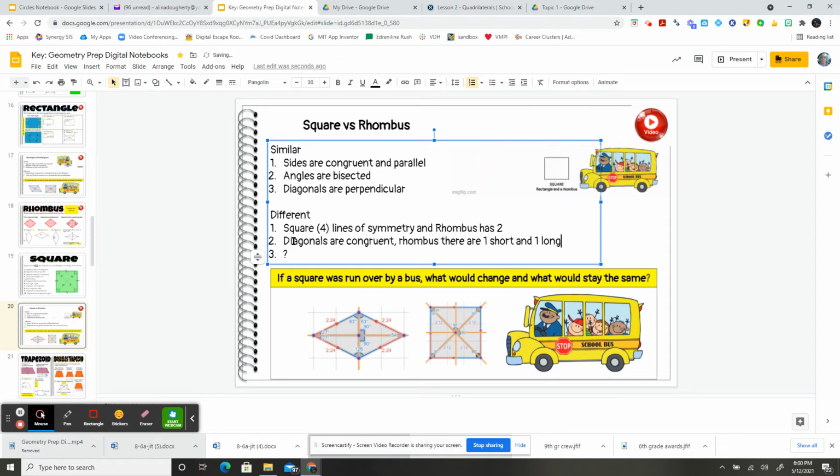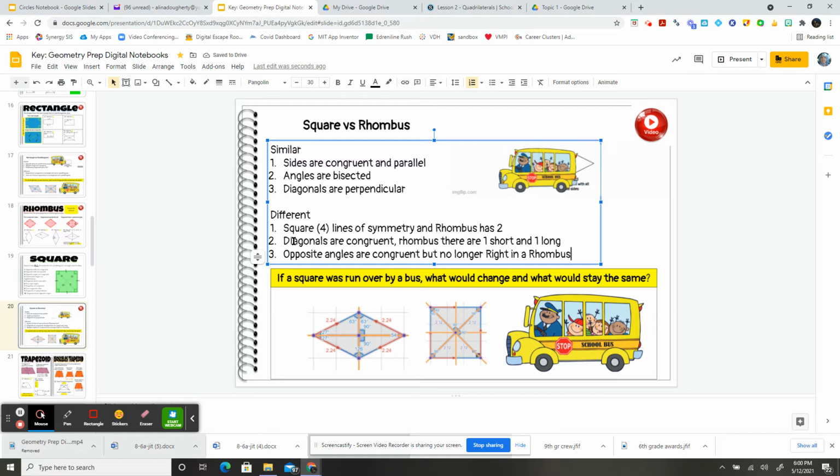So when the square gets run over by a truck, the diagonals change, right? Still 4 congruent sides, still opposite angles that are congruent, but they're no longer right in a rhombus. Okay. Again, lots of different things you could put there. Those are just the things that I saw. Take a second and really look at what's different between a square and a rhombus.